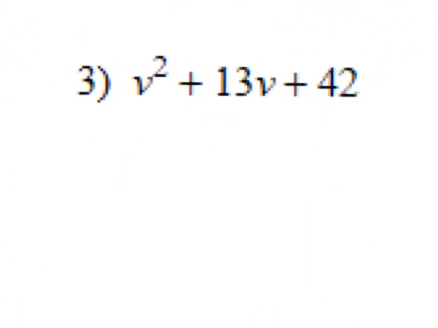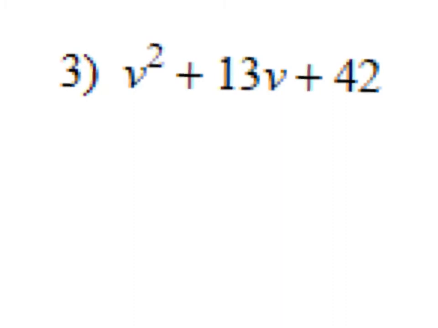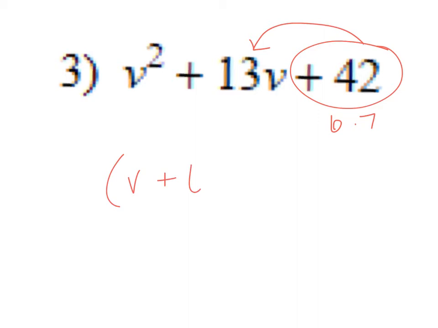Okay, number 3, so we are looking for factors of 42 that add up to 13. So 6 and 7 pop into my head pretty quickly there. So I've got v plus 6 and v plus 7. Again, they're all positive, so I know my answers are positive. Keep in mind 6 times 7 is 42, but when I add them, that's how I'm getting that 13.